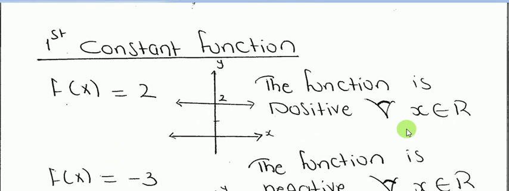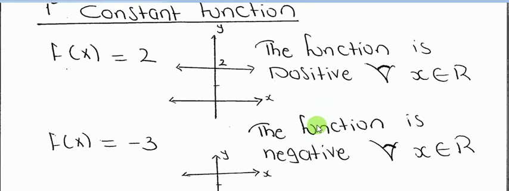So first we are going to take the constant function. If f(x) equals 2, this means y equals 2. So we are going to draw a line parallel to the x-axis at 2. If you take any number, f(1) will be 2, f(0) will be 2, f(-1) will be 2. So any number you take for x, the answer of y will be 2. So for all x belonging to R, y will be positive.